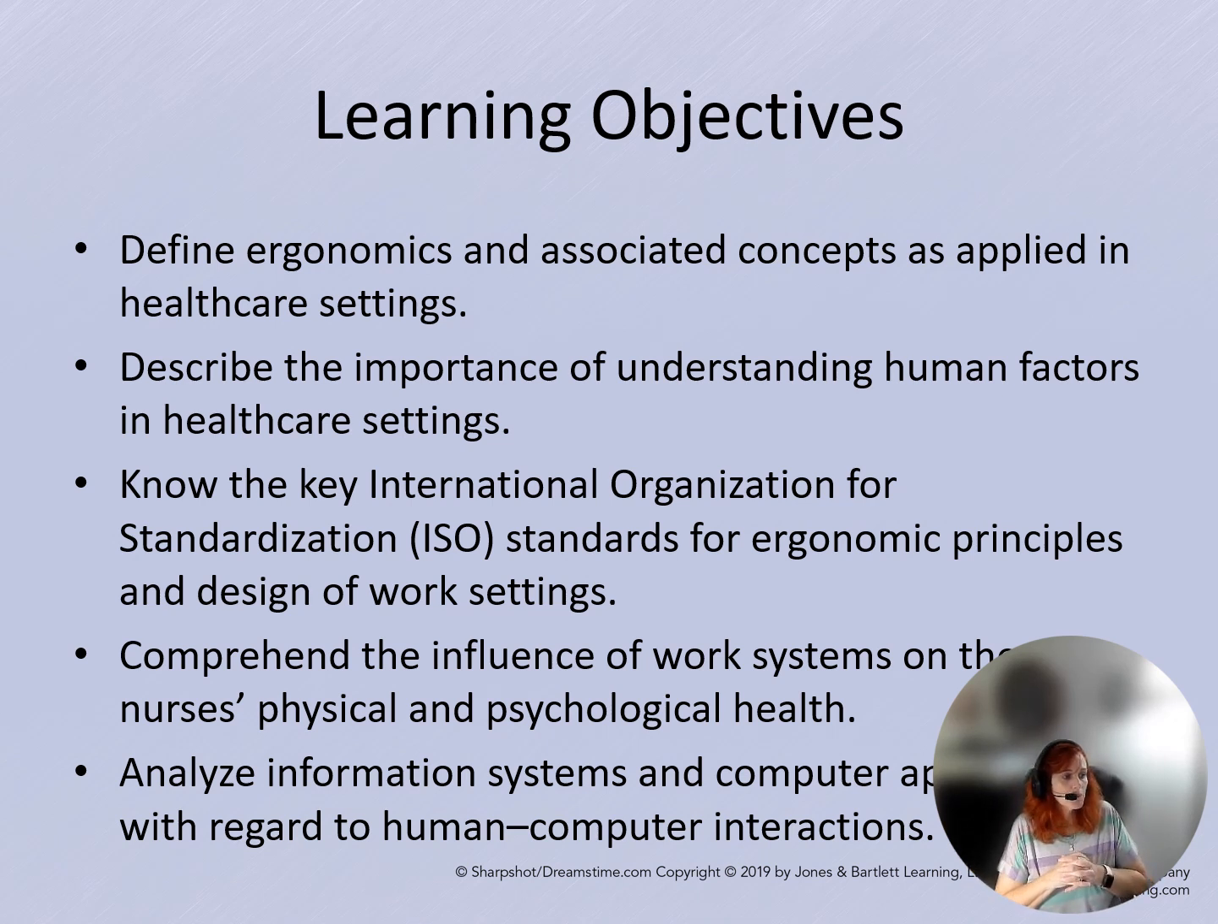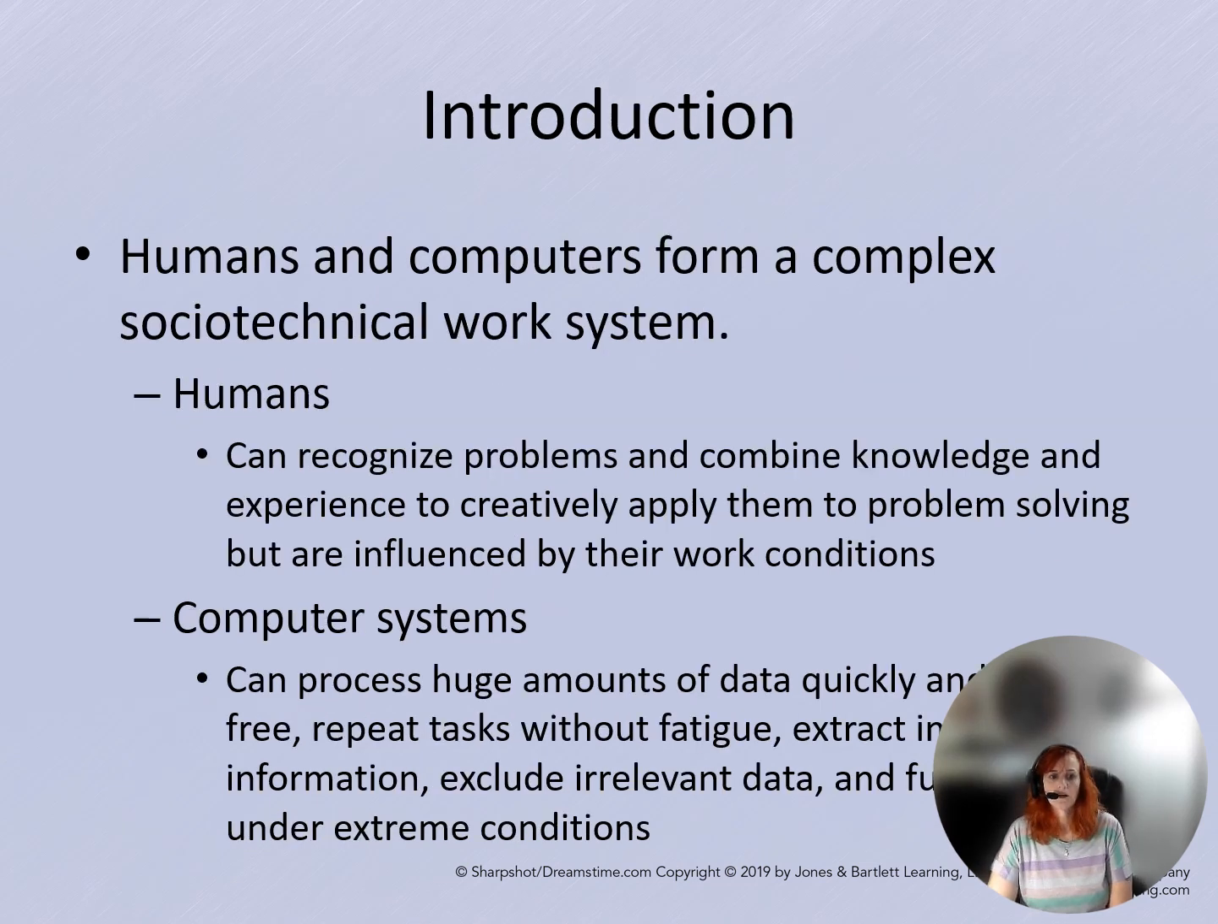All right, so we need to be able to ask, can computers recognize problems as effectively as humans? Okay, so these are some of the things we want to be thinking about. And what about what influences our work conditions? Okay, stuff like that. So these are some of the things we're going to be thinking about in this chapter. All right, so again, humans can recognize problems, combine that knowledge, and come up with a process to hopefully fix the problem, so on and so forth, right?